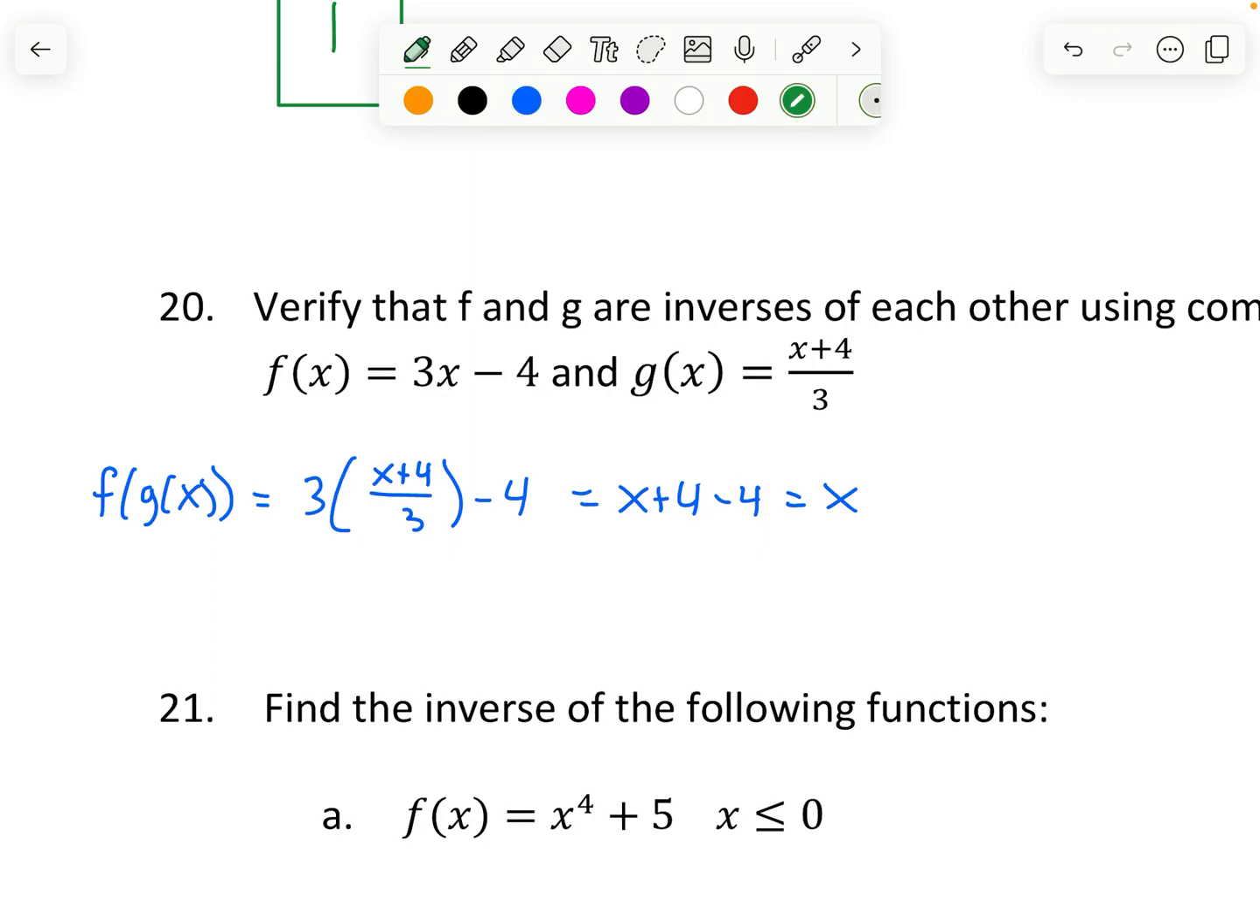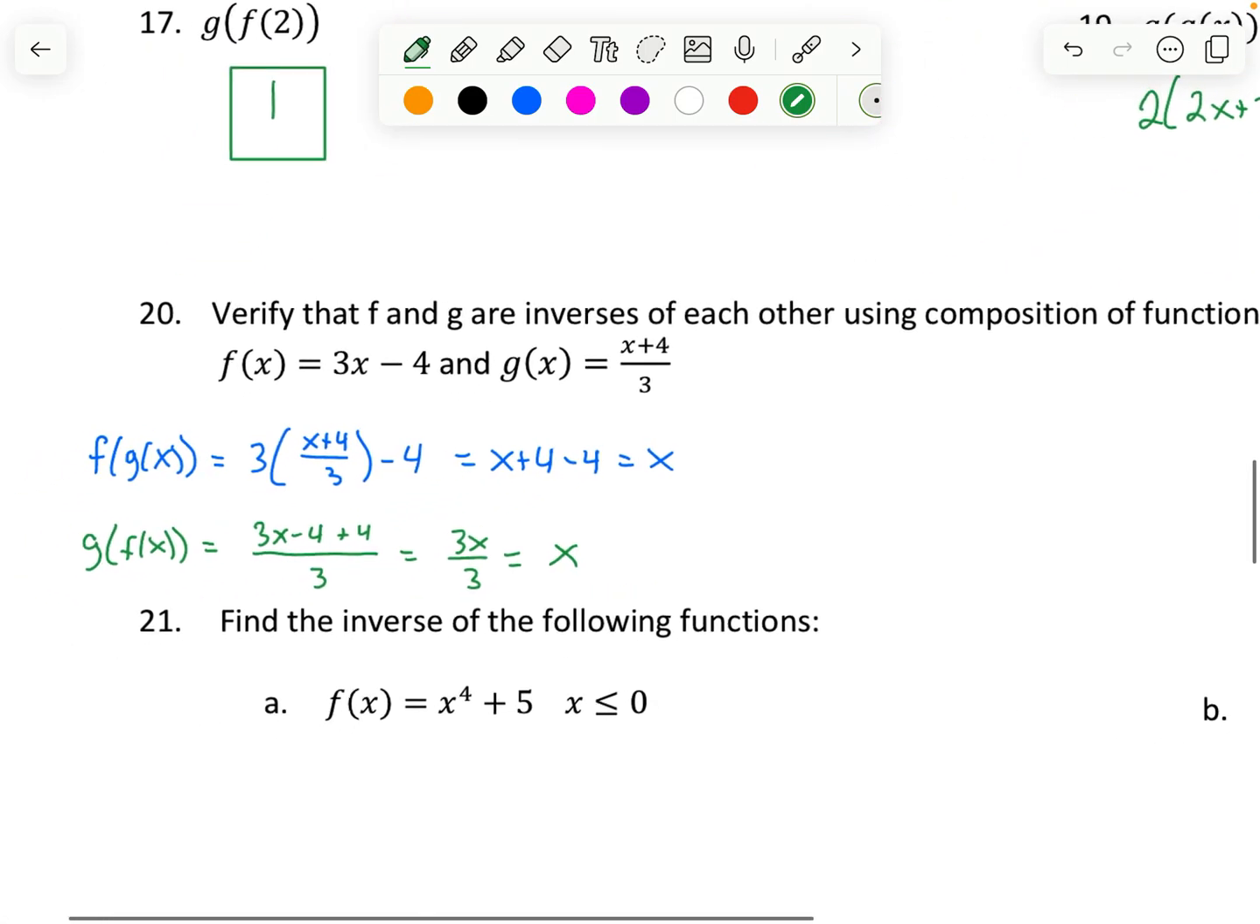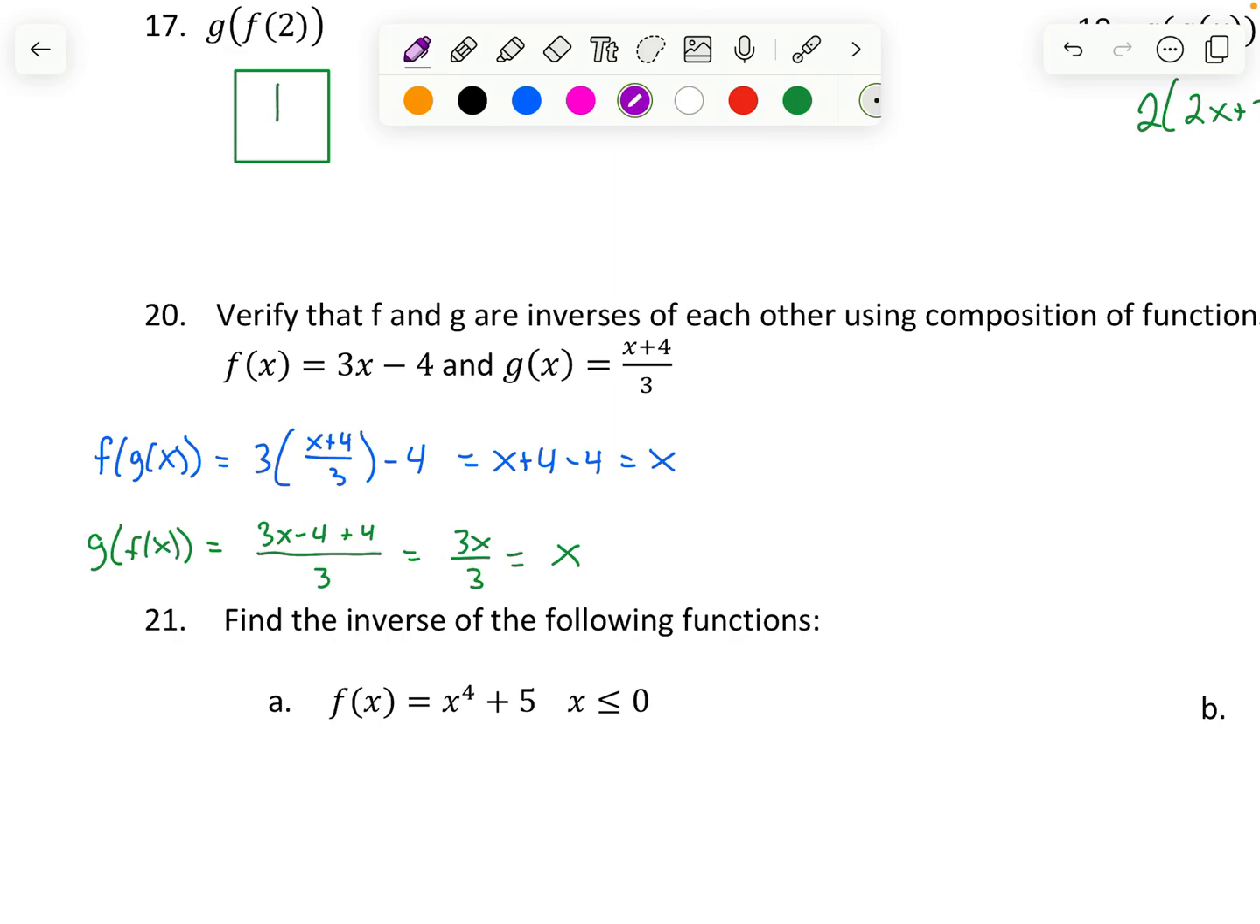And then we got to show it the other way. And if they both work, if they both equal x, then they are in fact inverses of each other. So I'm taking f, this function, plugging it in for that x. So it becomes 3x minus 4 plus 4 over 3 equals 3x over 3 equals x. And so since they both equal x, they are inverses of each other.